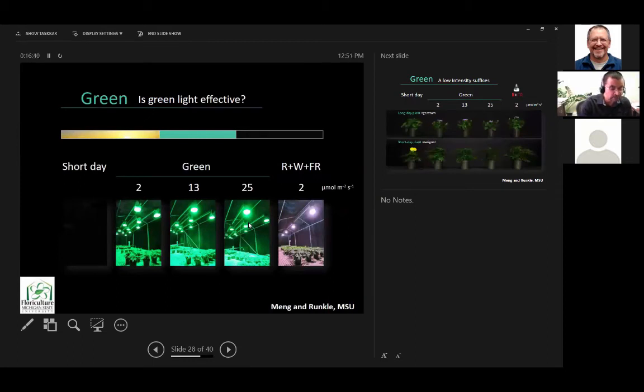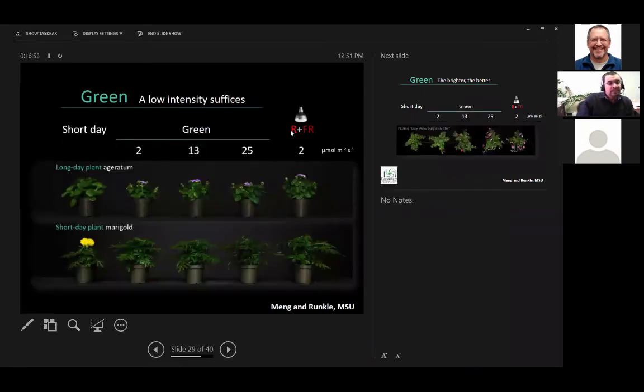Now let's move on and look at green light. In this study, William looked at varying intensities of green light and compared it to our typical red, white, and far red LED. Again, we have a long day plant and a short day plant. Ageratum is our long day plant. Under short days, it's vegetative, and under short days, Marigold is flowering.